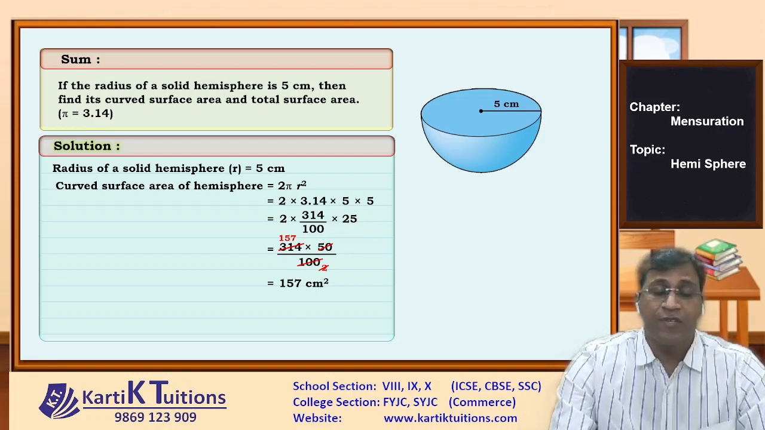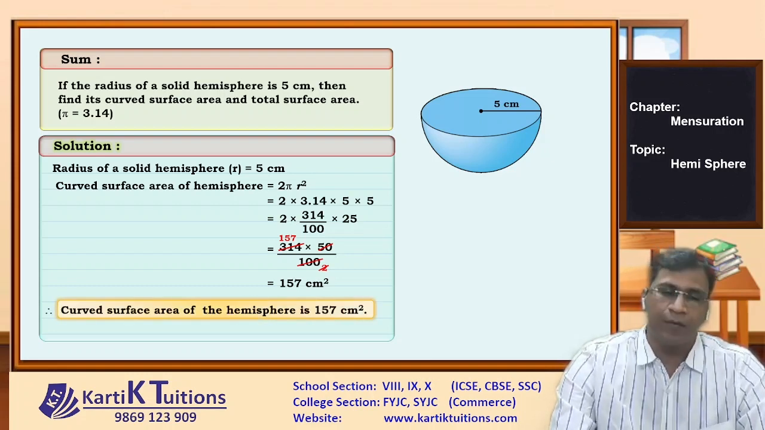Remember, it is a curved surface area, so it will always be in square units. Here the unit is centimeter. So we have written it as 157 centimeter square. So the curved surface area of hemisphere we got as 157 centimeter square.